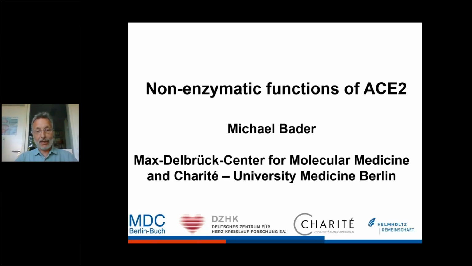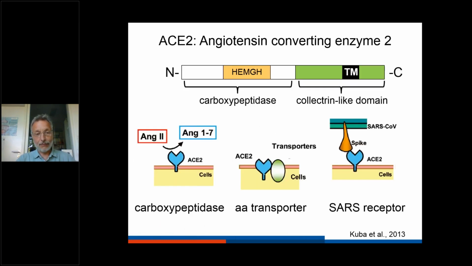I will talk about the non-enzymatic functions of ACE2. And you have seen already this kind of cartoon by Anthony showing you that this strange molecule has two completely independent parts which have been put together in evolution. I think no one knows why. One is the carboxypeptidase part, about which Rhian has already talked, which is essential for the production of angiotensin 1-7. And there's a collectrin-like domain, which is important for another function I will talk about first. This is the function as an amino acid transporter.